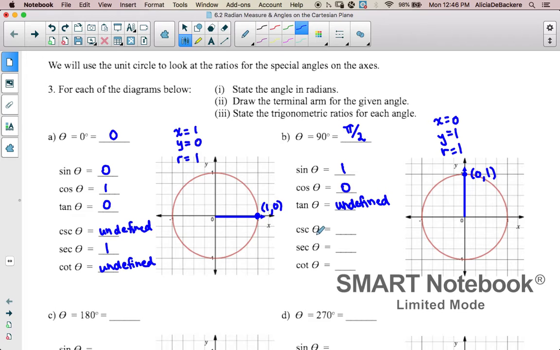And then I can do the flip, or the reciprocals, to find my cosecant, secant, and cotan. So 1 over 1 reciprocal is 1. 0 over 1 reciprocal is undefined.